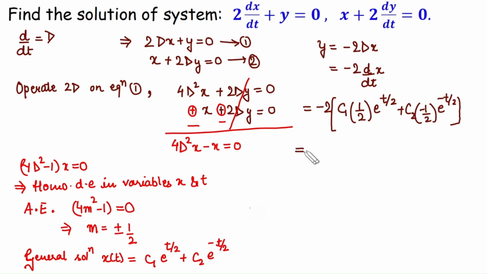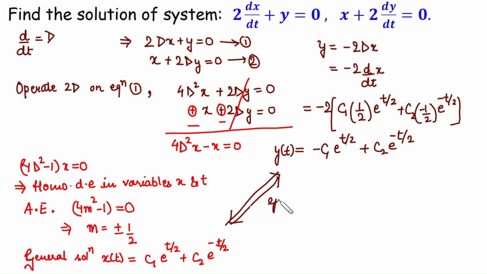Simplifying this more, that is equal to minus c1 e raised to power t by 2. Negative negative is a positive, c2, and the 2 gets cancelled with the 2, e raised to power minus t by 2. So this is the final value of the y variable in terms of t. Combining them is the general solution of the given system. Let's take one more example.